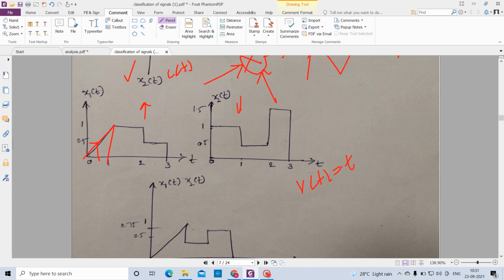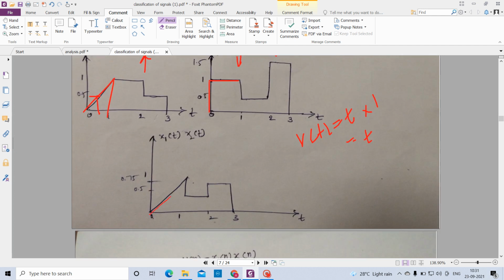Now we are going to do multiplication between the time period 0 to 1. In x1 of t, it is a ramp signal. In x2 of t, the amplitude between the time period 0 and 1 is 1. This 1 is multiplied with the ramp signal, so we get again a ramp signal between the time period 0 and 1.